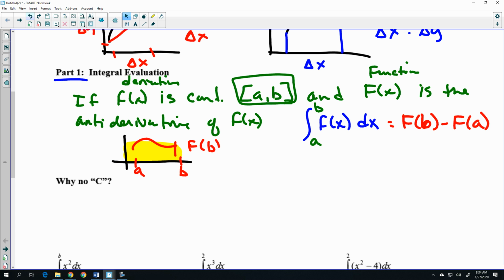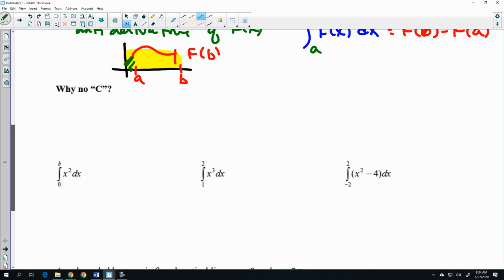So if I take away this area, do I have from A to B? Okay, so that's really essentially where it came from. We're not going to prove it. That's what happened. Okay, so what happened to my constant C? Now I don't have an add C. What happened to my constant C?